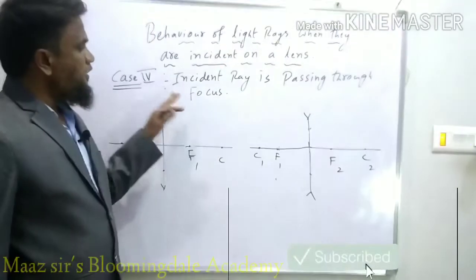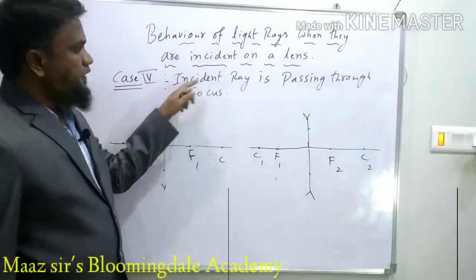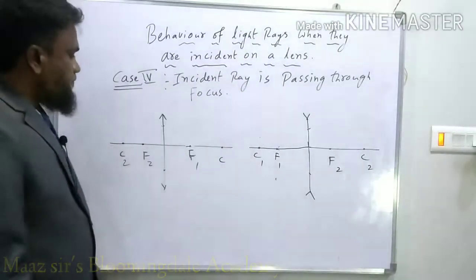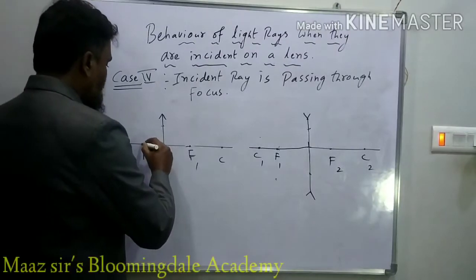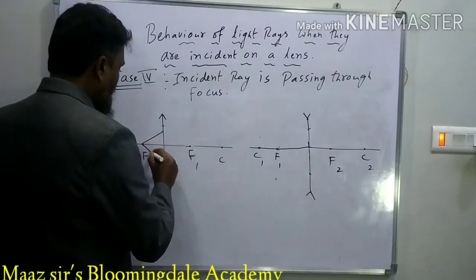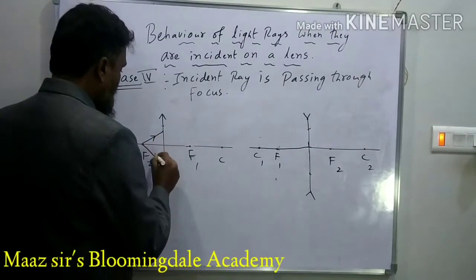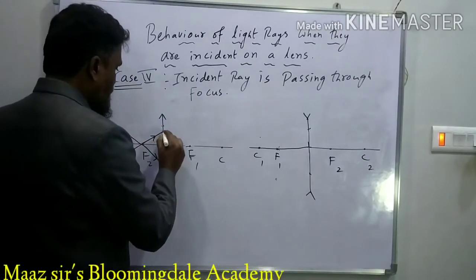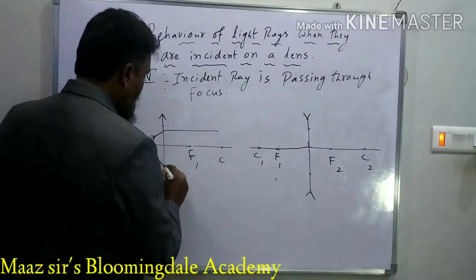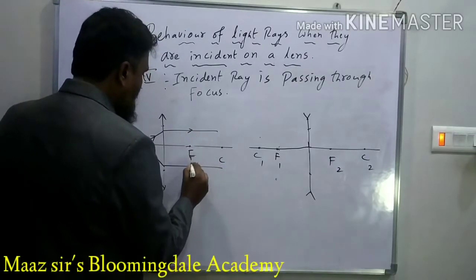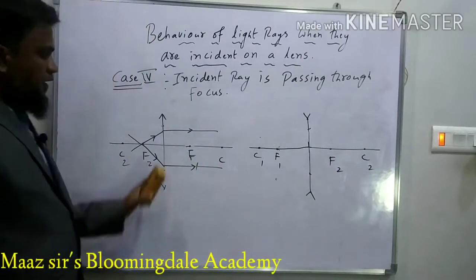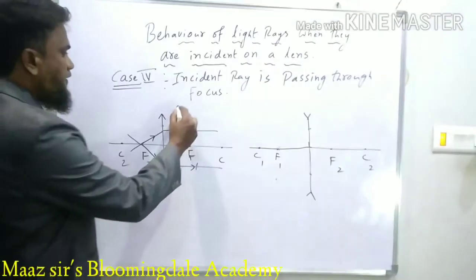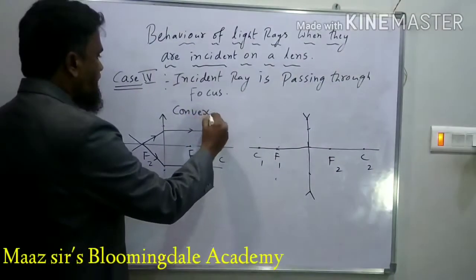Now let us see case 4. The incident ray is passing through the focus. So this is the incident ray, passing through the focus. Now what happens after refraction? It will become parallel, in a convex lens.